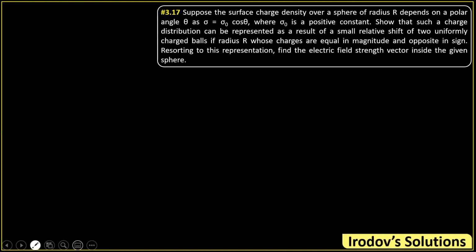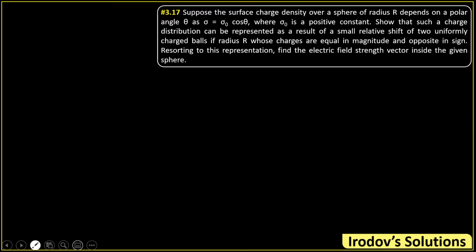Show that such a charge distribution can be represented as a result of a small relative shift of two uniformly charged balls of radius r whose charges are equal in magnitude and opposite in sign. Resorting to this representation, find the electric field strength inside the given sphere.